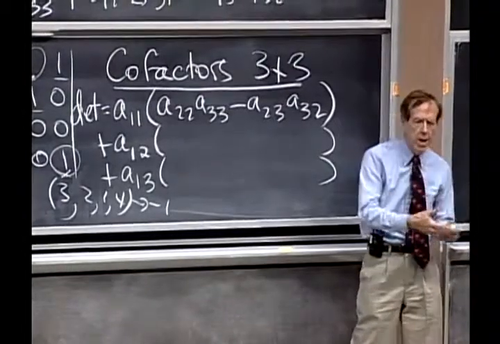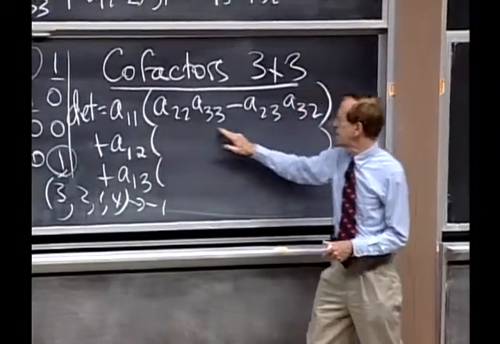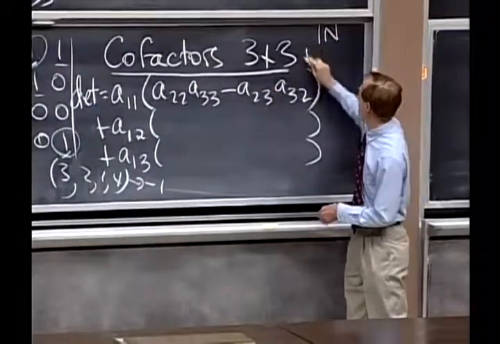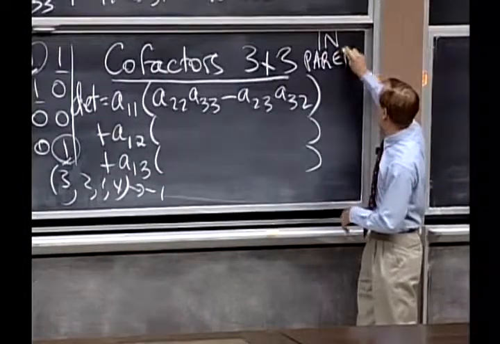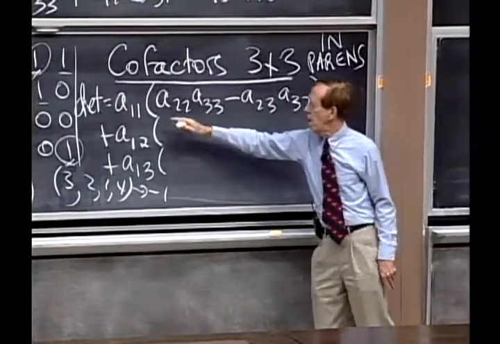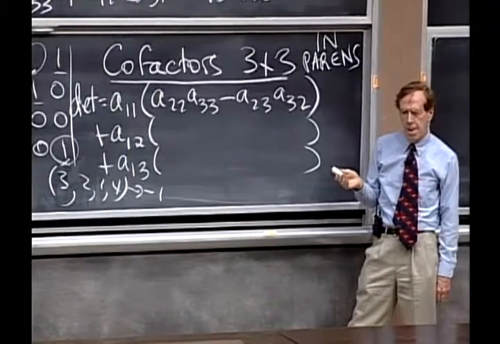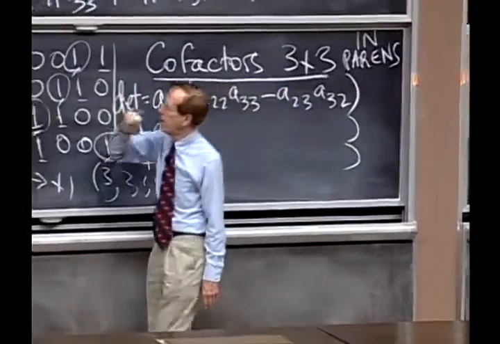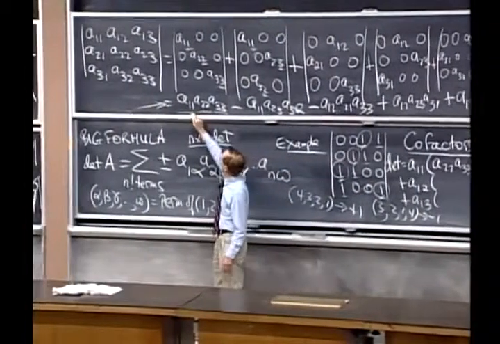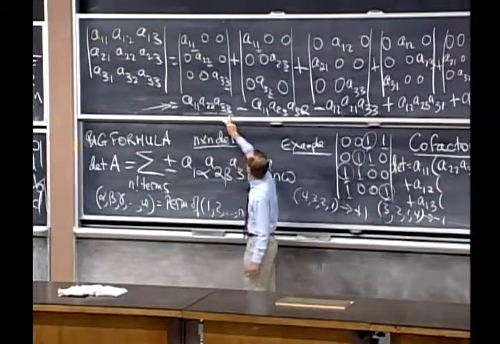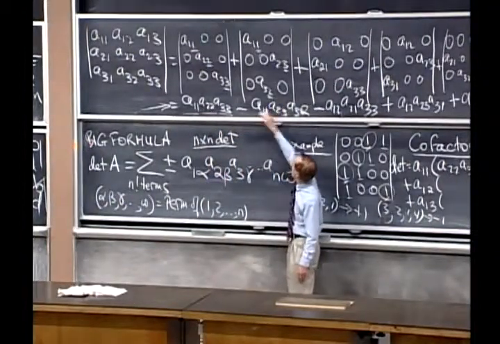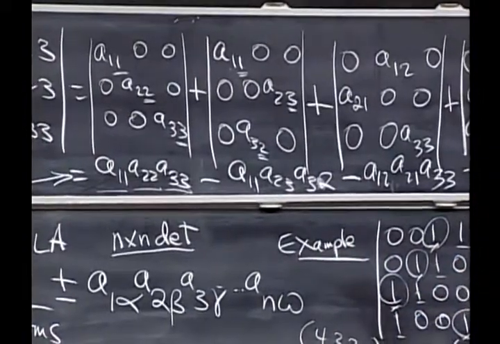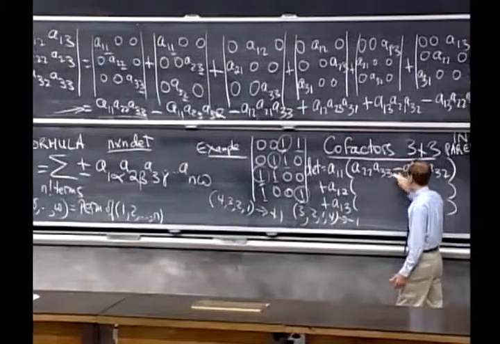Co meaning going with A11. So the cofactors are in parentheses: A11 times something. I figured out what that something was by looking back at the A11, the one that comes down the diagonal, minus the one that comes that way. Those are the only two that used A11, so there they are, one with a plus and one with a minus.